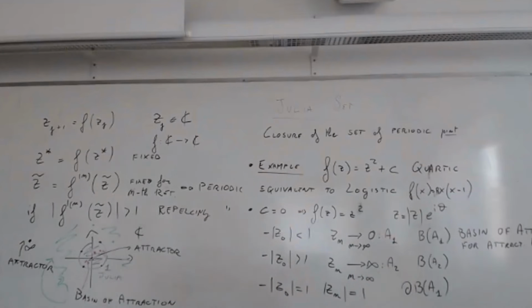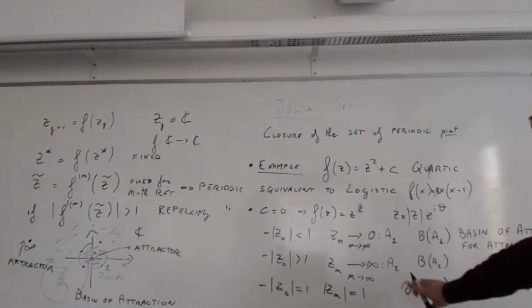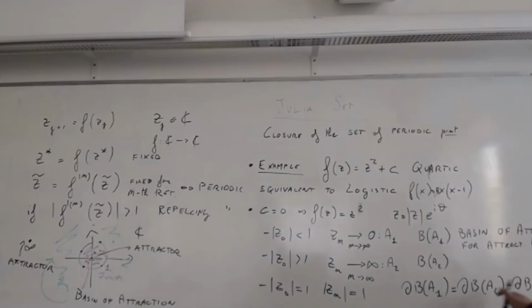and it's the boundary, exactly. So this is the boundary of these two sets. So this is the boundary of the basin of attraction A1 is equal to the boundary of basin of attraction A2. And this has very profound consequences. If you have many basins of attraction in your map, all of these basins of attraction have the same border, the same boundary. So the border of all the basins of attraction is the same.